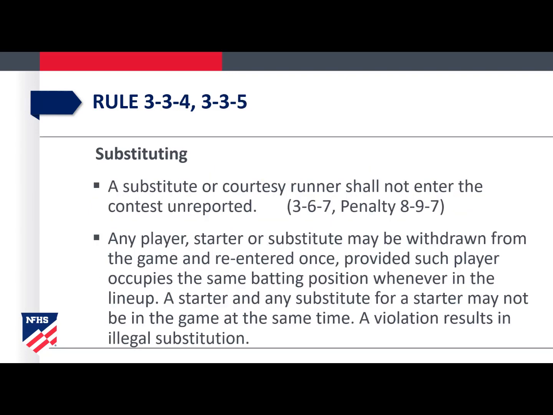And in Rule 334 and 335, we see that a substitute or courtesy runner shall not enter the contest unreported. And if they do, a team warning would be issued to the coach of the team involved, and the next offender on that team shall be restricted to the dugout bench area for the remainder of the game. Also, the head coach would also be put into the dugout for the rest of the game as well.